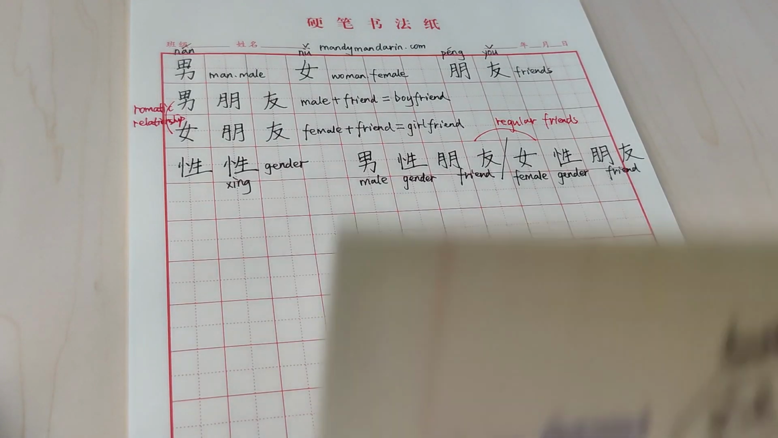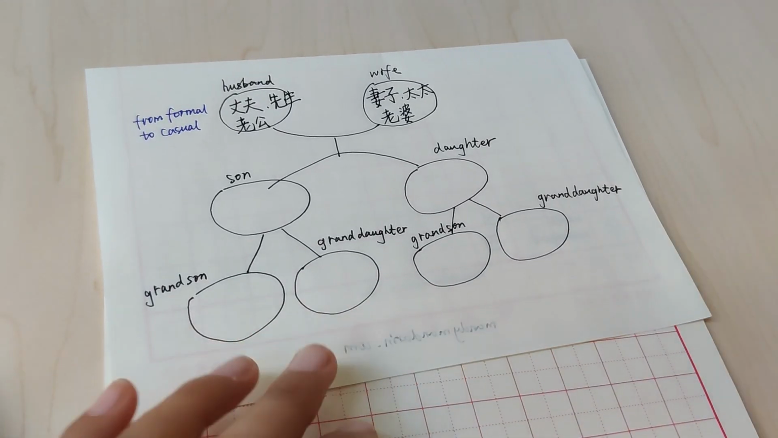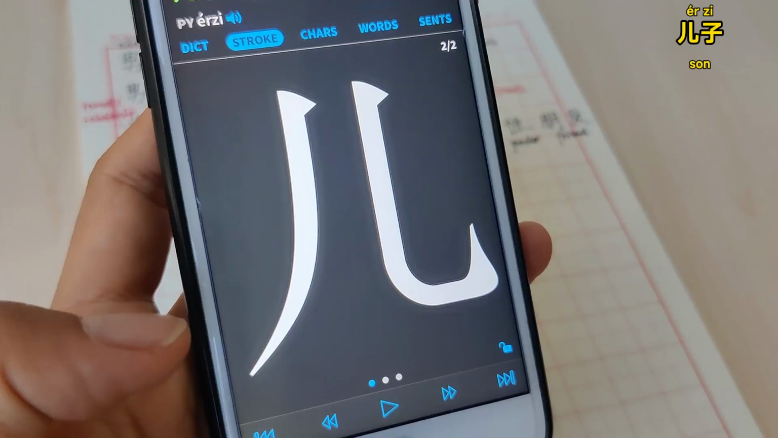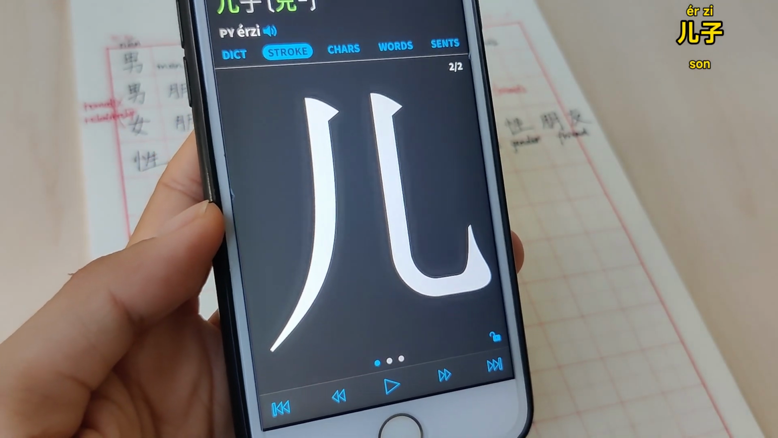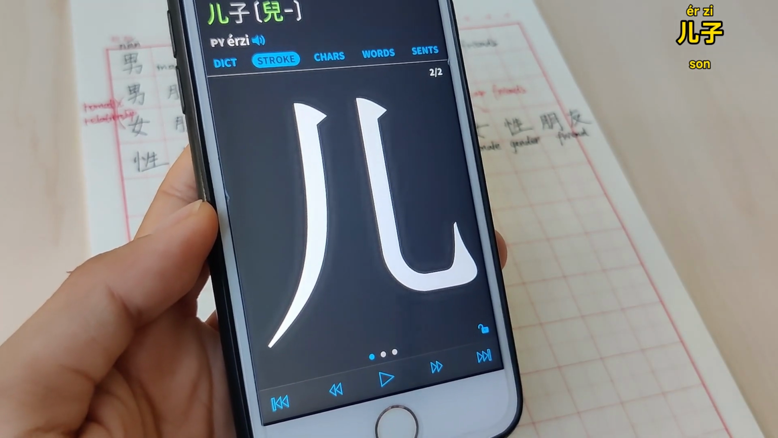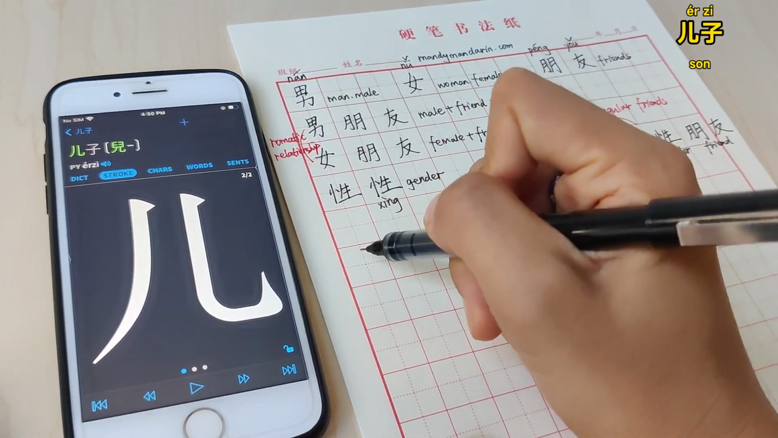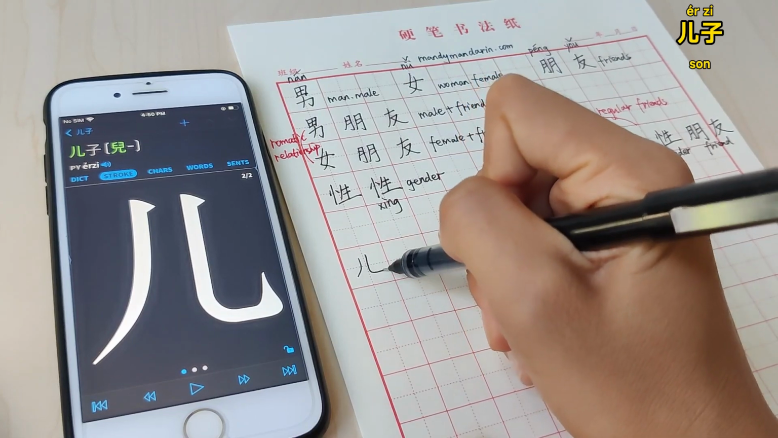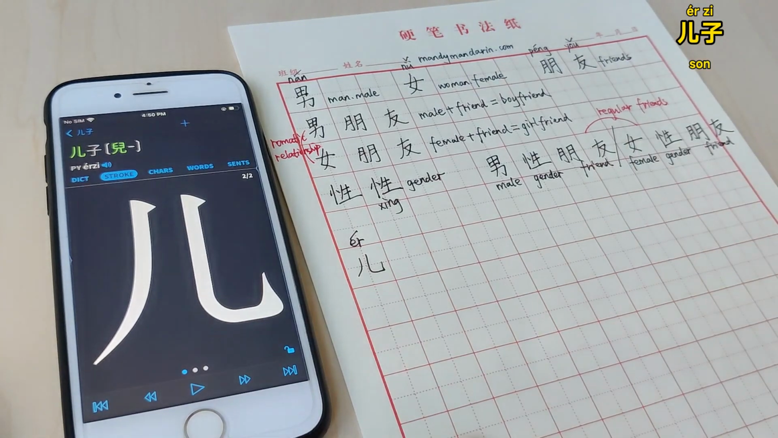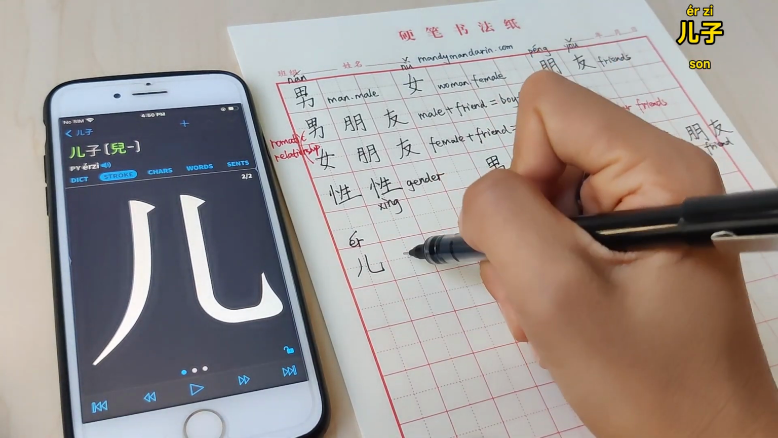Okay, so now let's go back to the family tree. We're going to talk about the son. This is how we write the 儿. Quite simple, right? Just 1, 2, 2 stroke. So we go 1, 2. This is 儿, and the 儿 can mean baby.